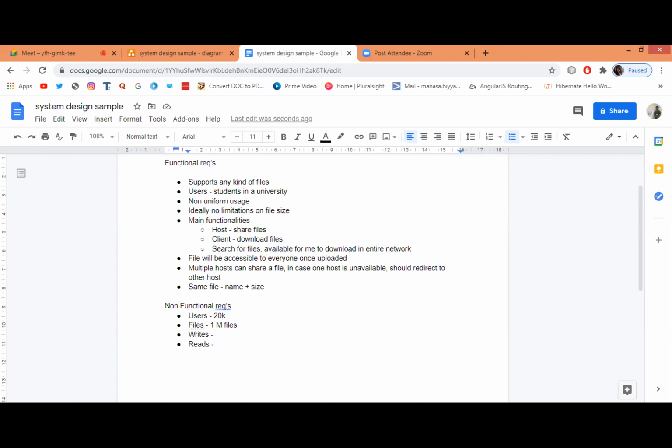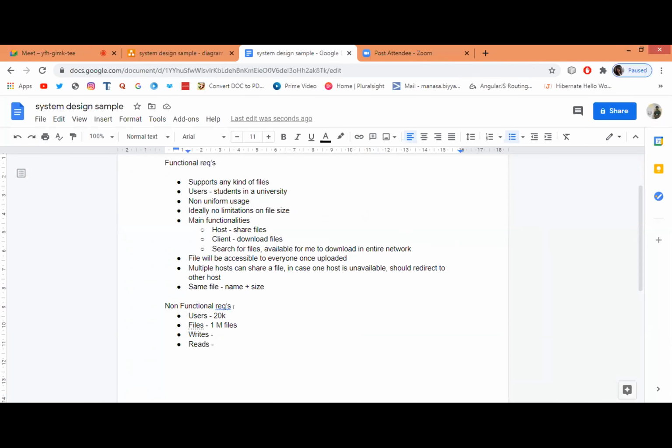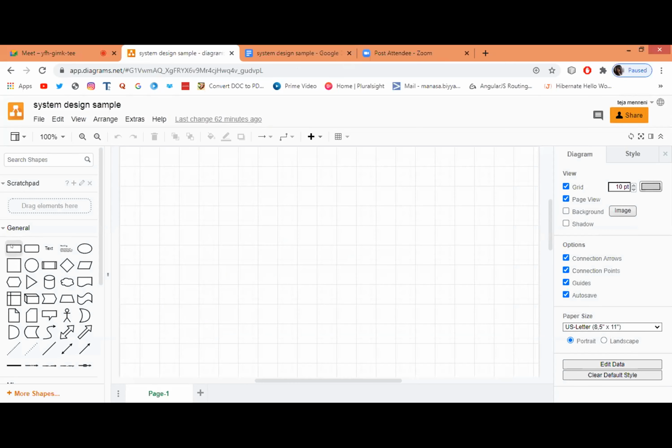Okay. So I think I'm good with the requirement now. Basically, since it's peer to peer, as you said, there is no centralized system where we keep servers and all. So we can design one client which will be available to all the users of the system.